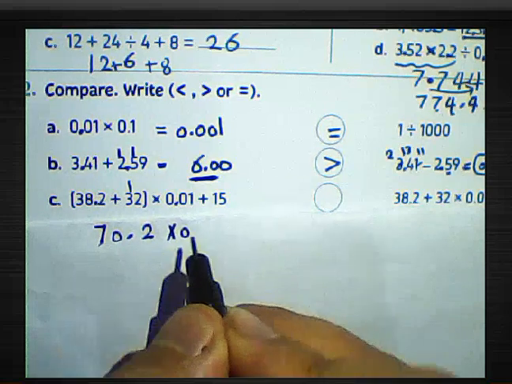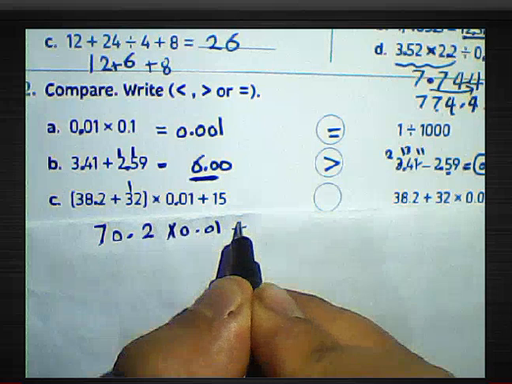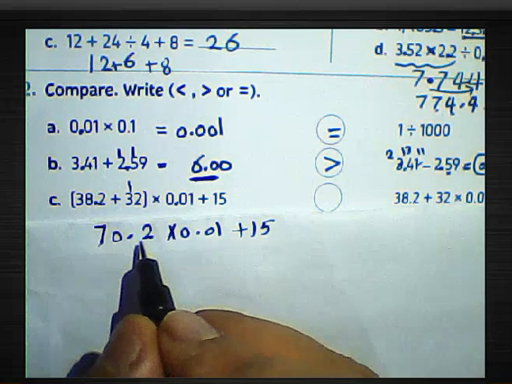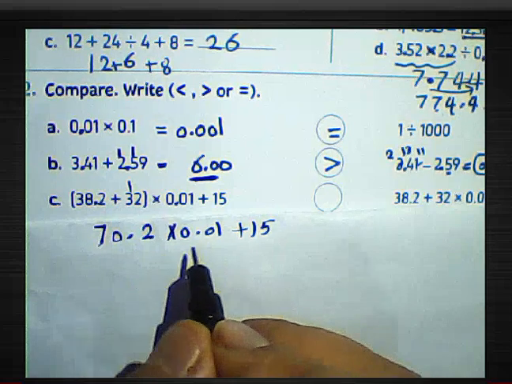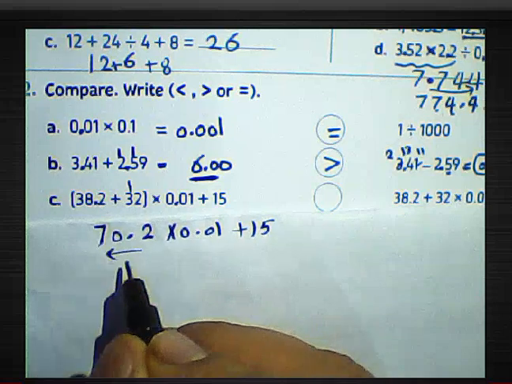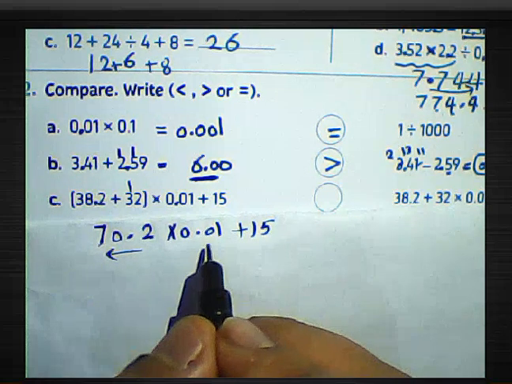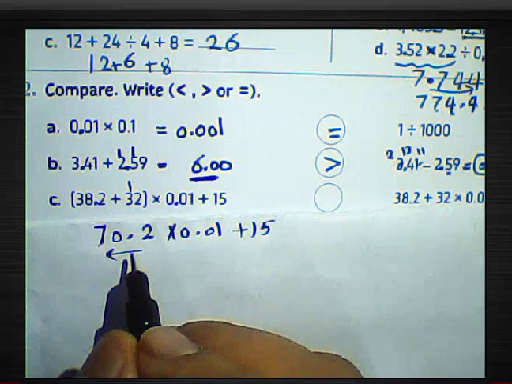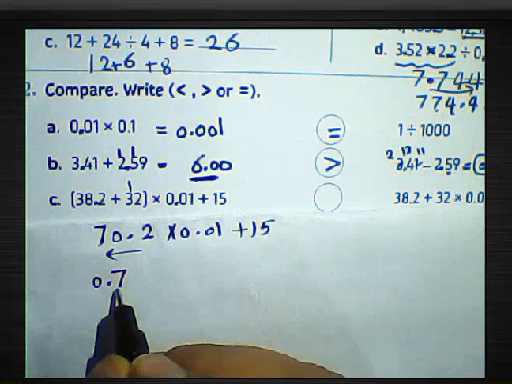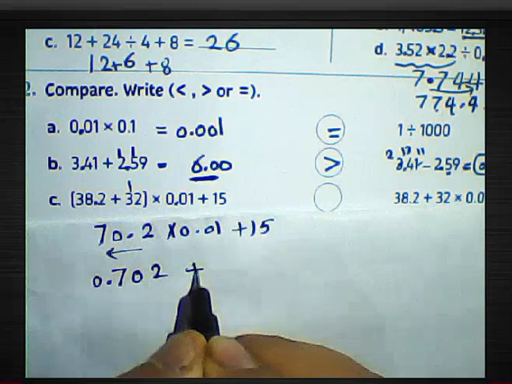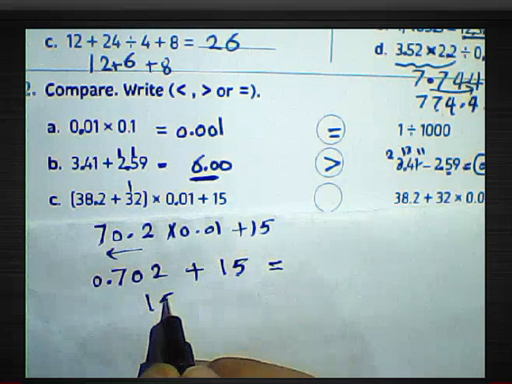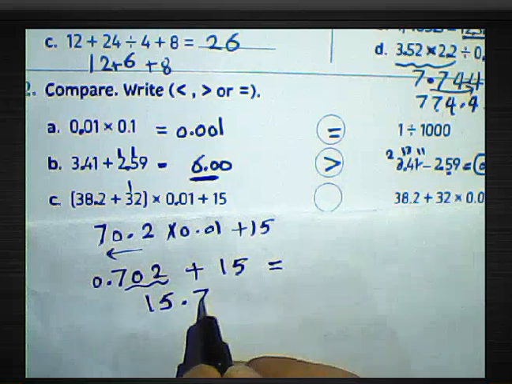70.2 times 0.01 and then add the result to 15. 70.2 times 100th. We can move the point to the left by 2 digits, because the point is after 2 digits. We must move the point from right to left by 2 digits. Then we can write 0.702 plus 15. 15 plus 0 equals 15, and write the decimal number here.